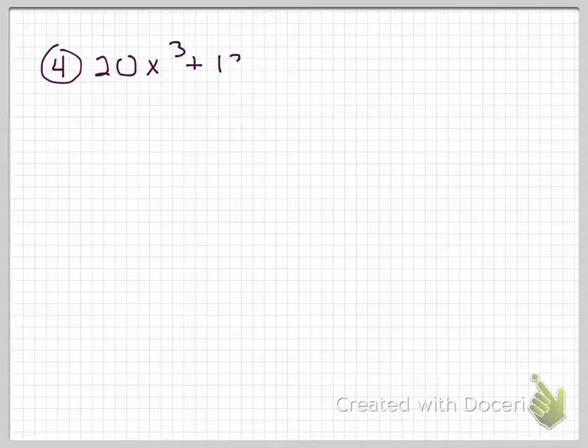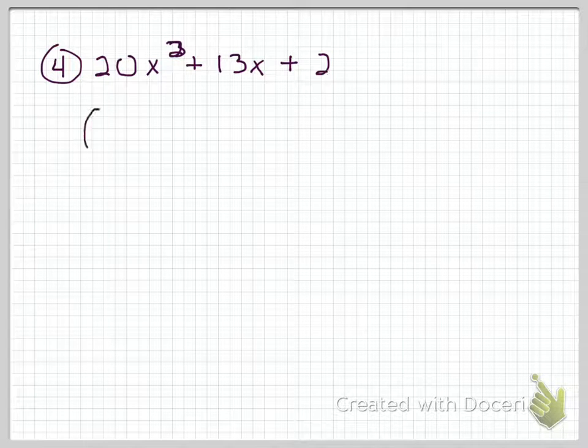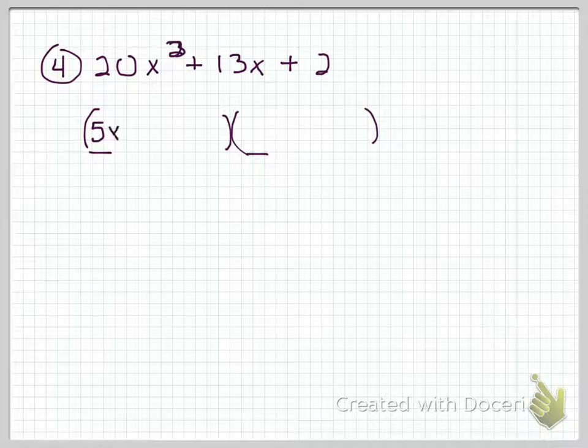Problem number 4. We get 20x cubed plus 13x. I'm sorry, that was 20x squared plus 13x plus 2. I'm going to attack this trying to factor it into two binomials. Again, you play guess and check. These first terms have to give you 20 when you multiply. It could be 1 and 20, 2 and 10, 4 and 5. I'm going to try the 5x and the 4x.